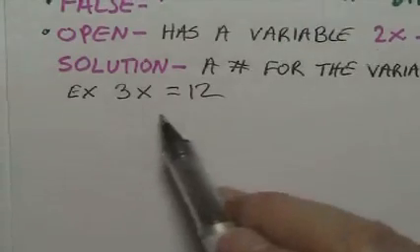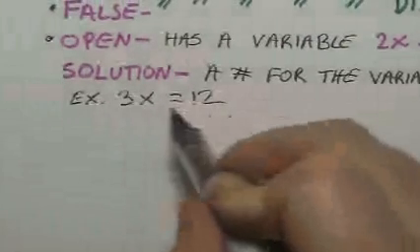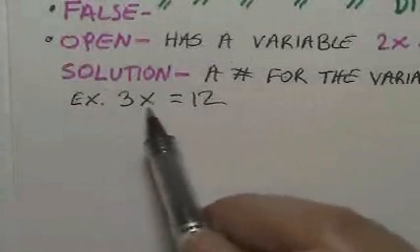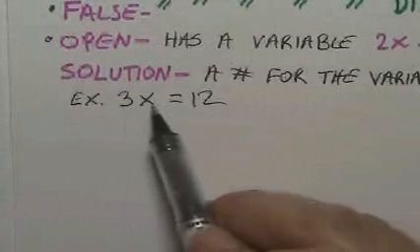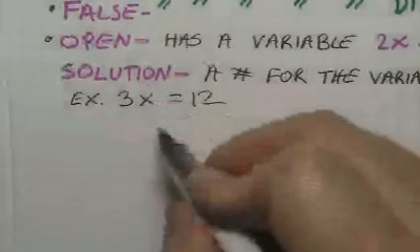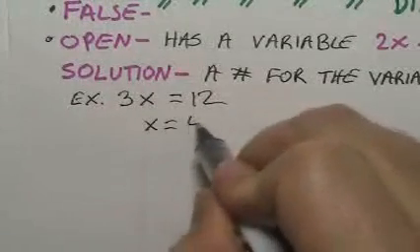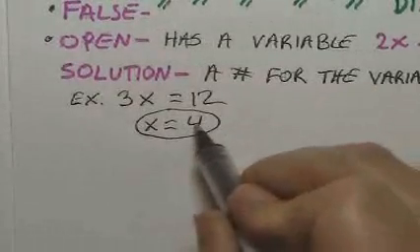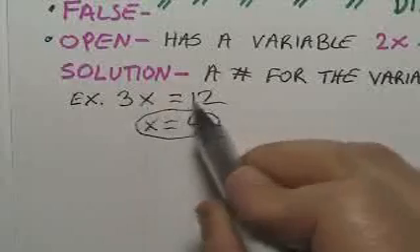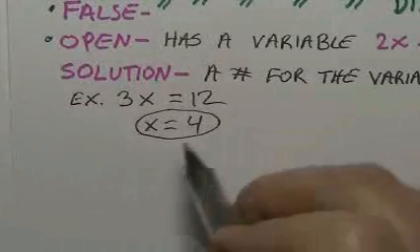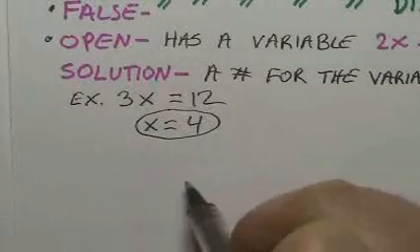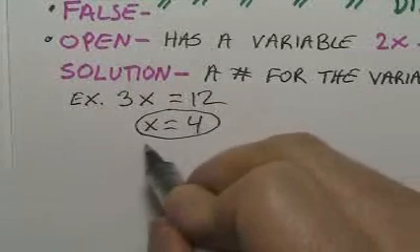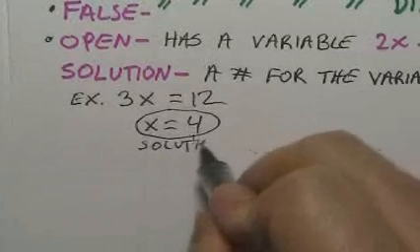Okay, here's an example of that. Let's say we have 3x equals 12. 3 times something is 12. Well, we know that x has to equal 4. This is the solution. 4 is the answer that makes this equation true. I can't put a 2 in there. That wouldn't be true. The only thing that will work is a 4. 3 times 4 is 12. 4 is what we call the solution.